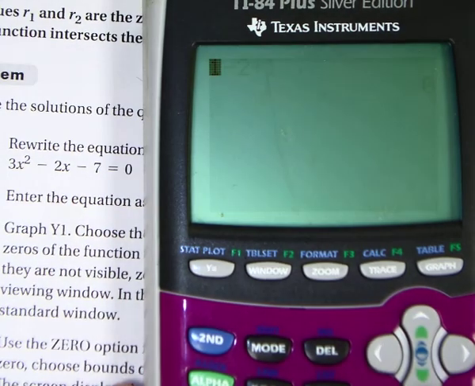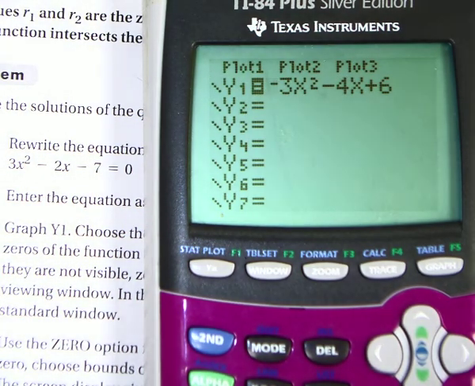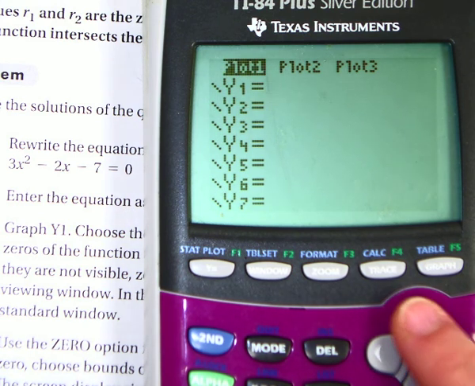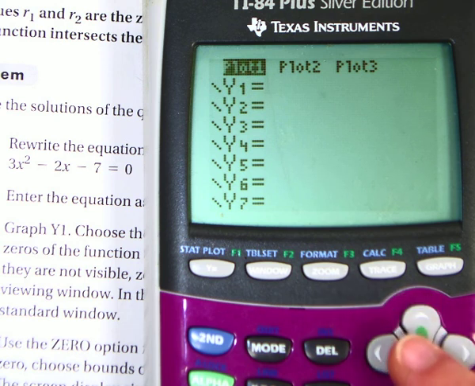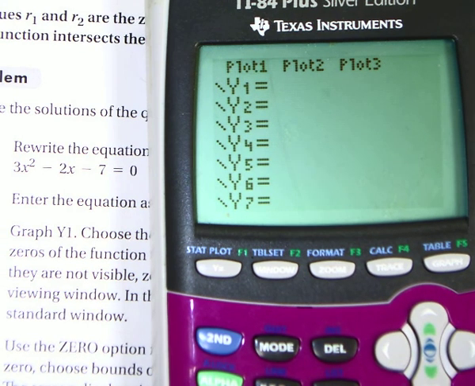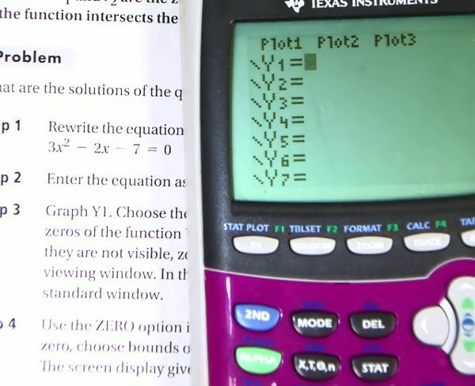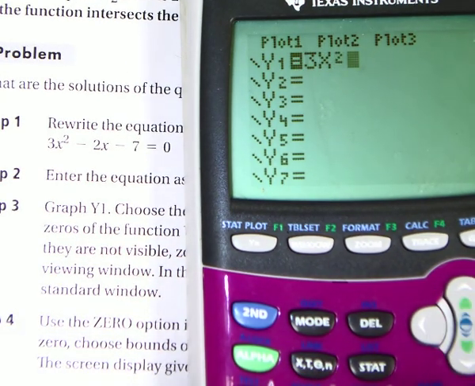When you turn your calculator on, you're going to go to y equals, and you're going to clear out anything you see. Make sure if you have any plots highlighted, like I have plot 1 highlighted, make sure you go up, you hit enter, and you unhighlight it. Type in the equation after you set it equal to 0. So 3x squared minus 2x minus 7.